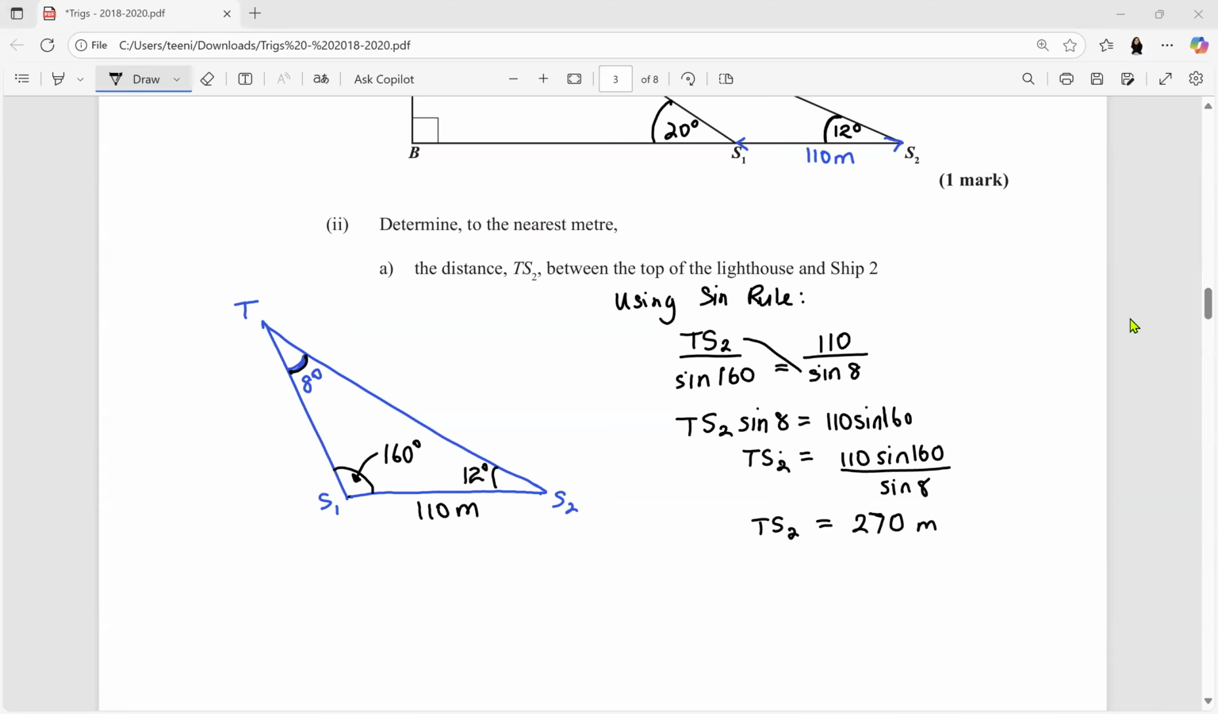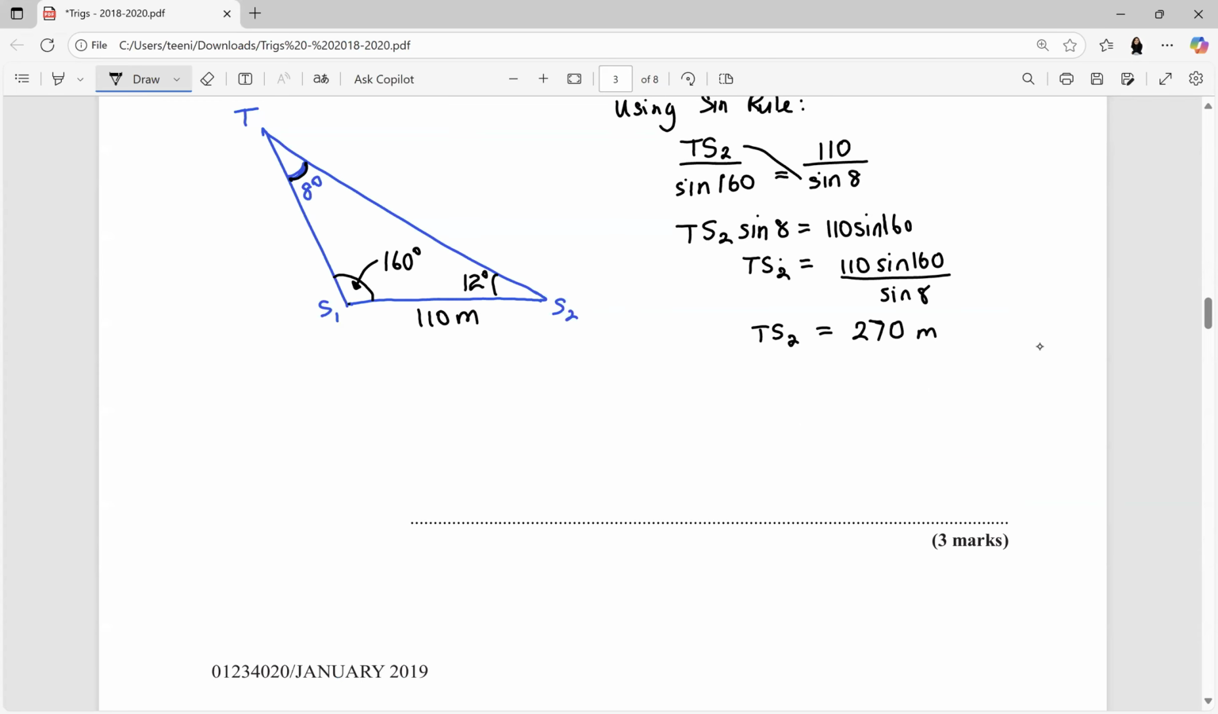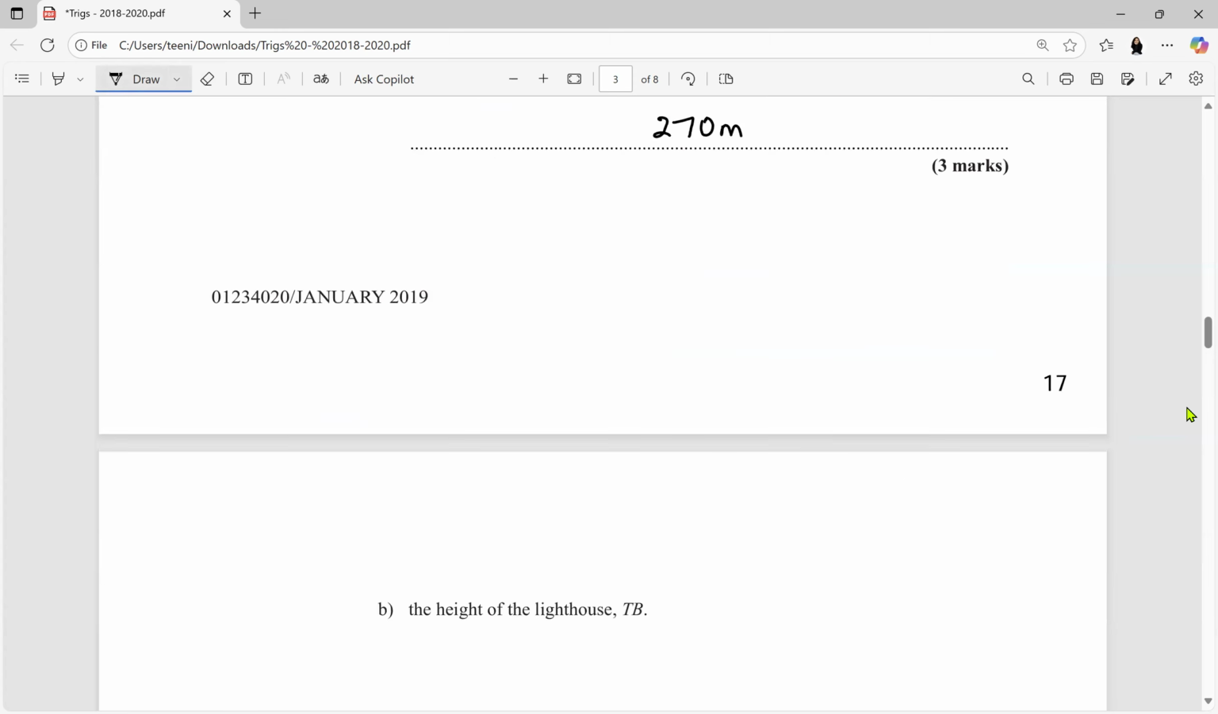I got 270.3267766. That's correct. So they tell us to determine to the nearest meter. So that's why I rounded it off to 270 meters, right? Okay. Good. So the answer is 270 meters. Anybody got this question correct? Very good, guys. Keep it up. Those of you who didn't get it, I hope you understand. And if you don't understand, please let me know. We'll go through it again.